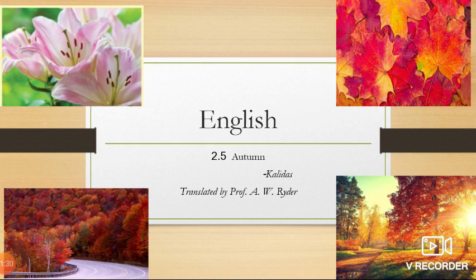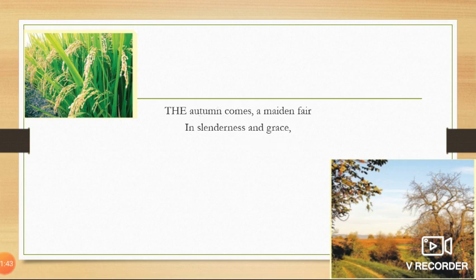So let's start with our poem. I will explain you line by line, each line, and also each word meaning I will tell you. The autumn comes a maiden fair in slenderness and grace.